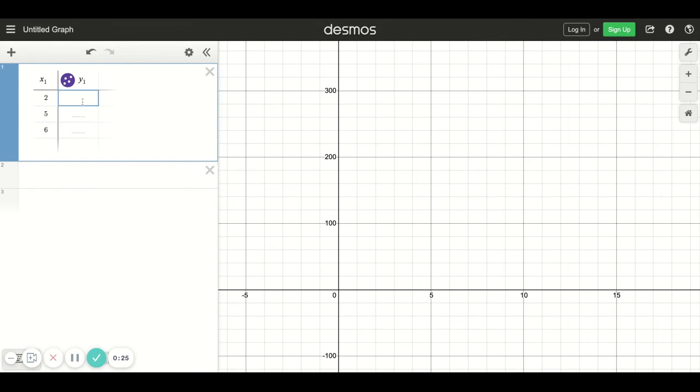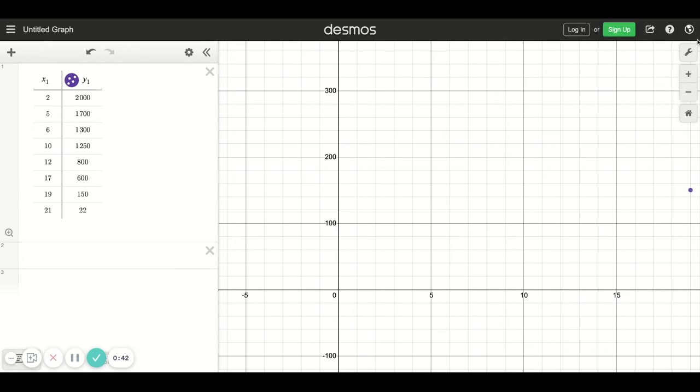Now, the Y value is the bottom, or the number of fish in the watering hole, which started out with 2,000. So go ahead and pause the video, enter the information into the table, and set your settings so that you can see your graph. So go ahead and pause the video and hit play when you are done.